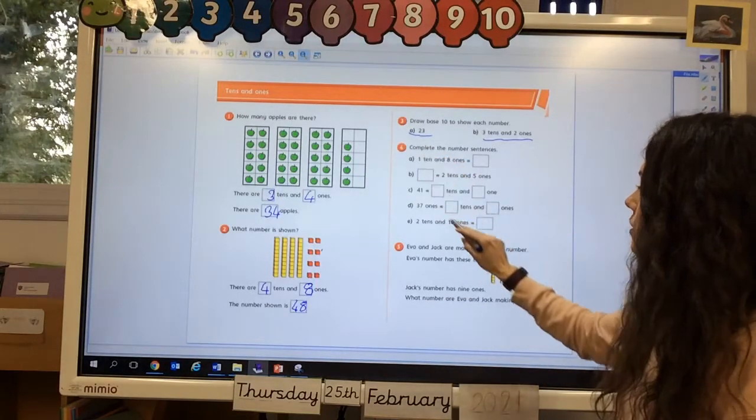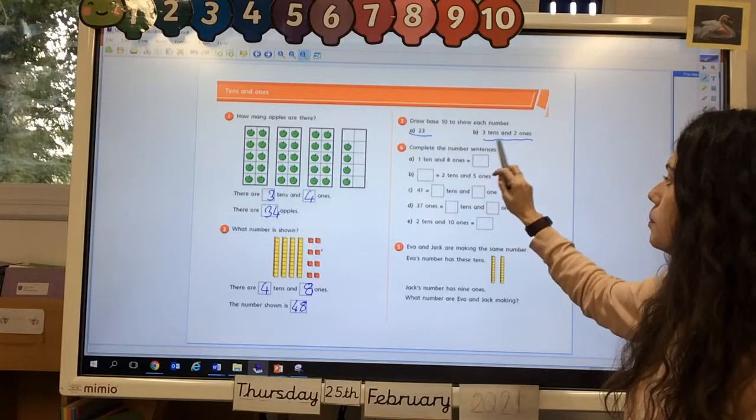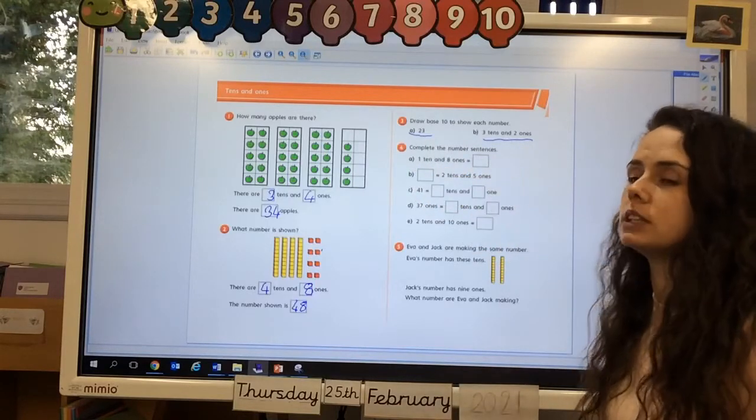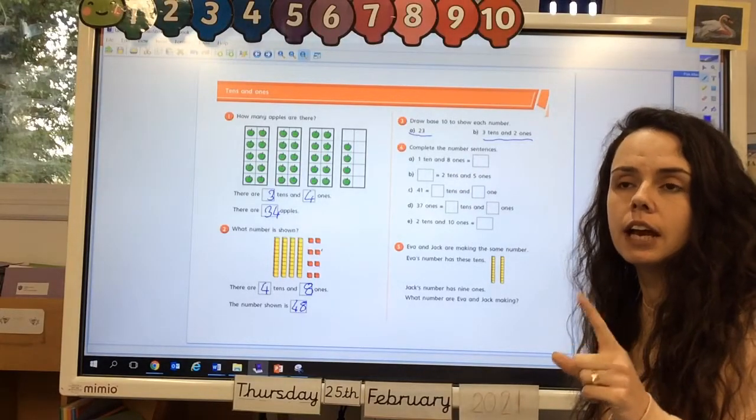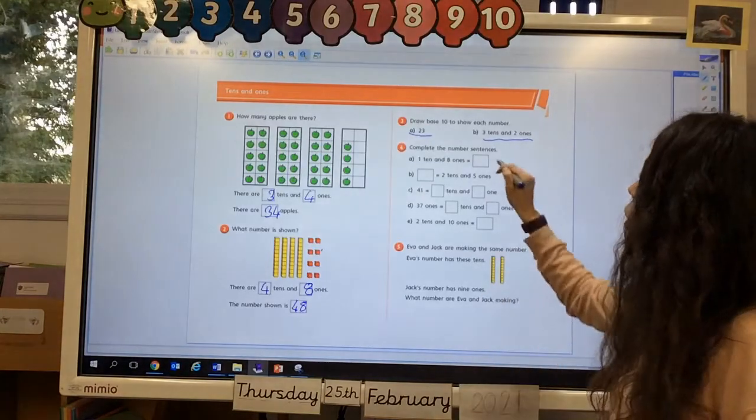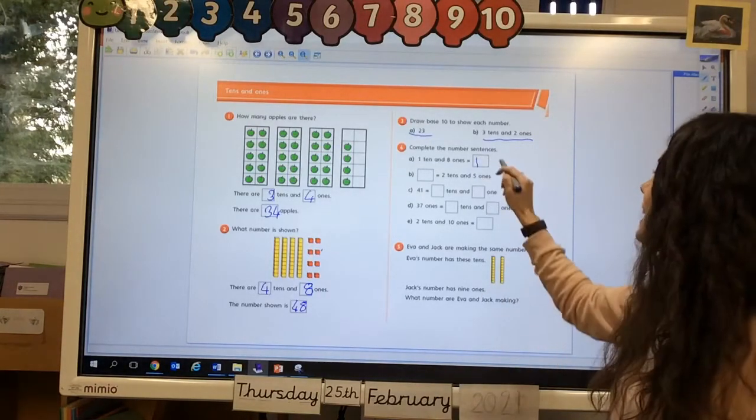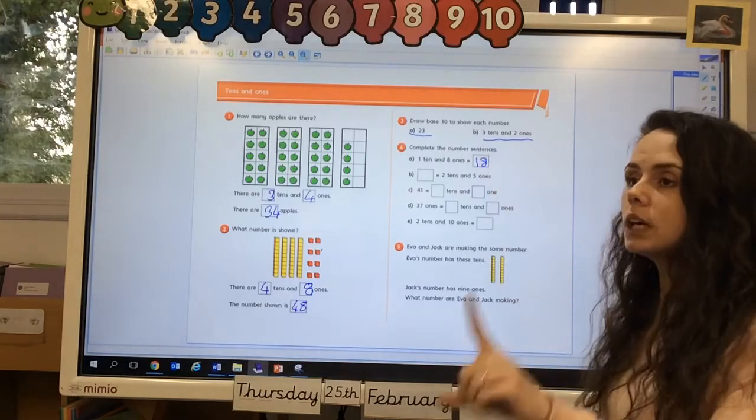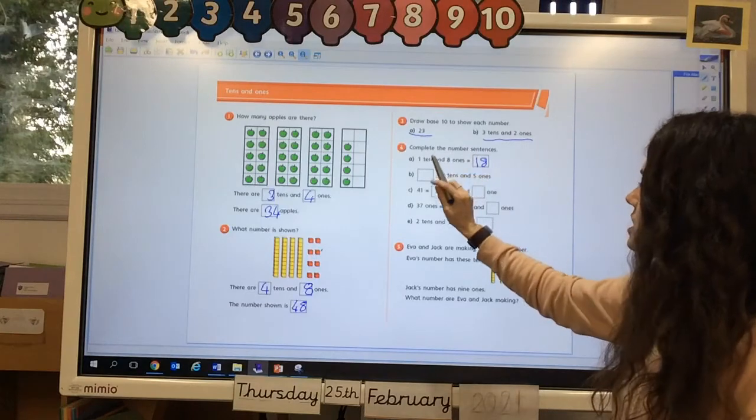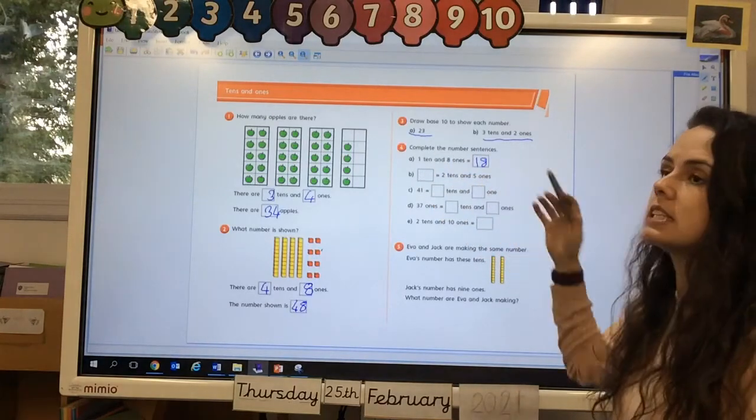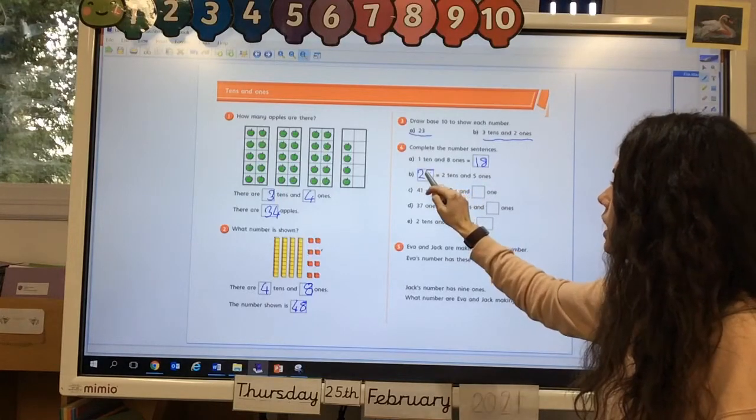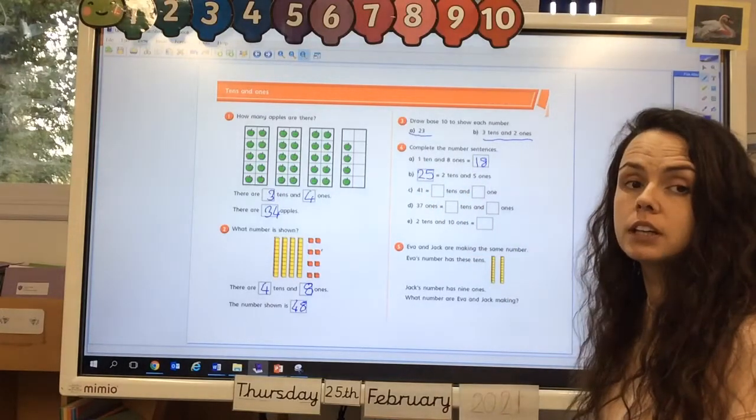Let's go down to here for now. So complete the number sentences. We've got to work our way along. 1 ten and 8 ones. 1 ten stick and 8 ones. So let's write this how it's saying it. So 1 ten and 8 ones. 1 ten, 8 ones is 18. Well done. Something is 2 tens and 5 ones. So 2 tens and 5 ones is the number 25.